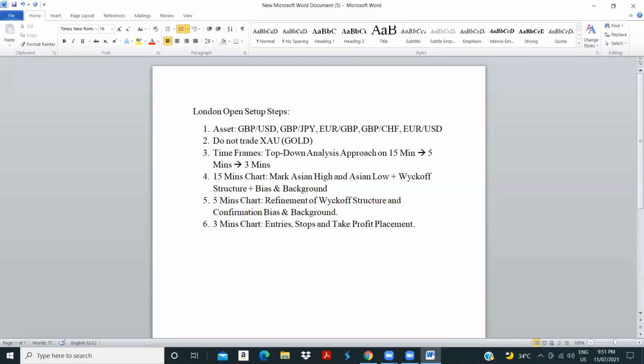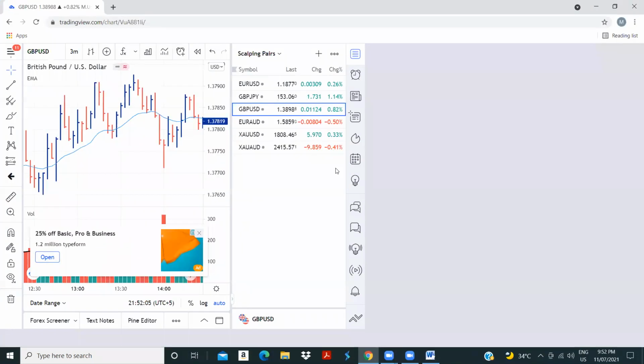Any confusion with it? No confusion. Okay. So now we will analyze, let's suppose, EUR/GBP. Let's take this example today because we have already analyzed it.